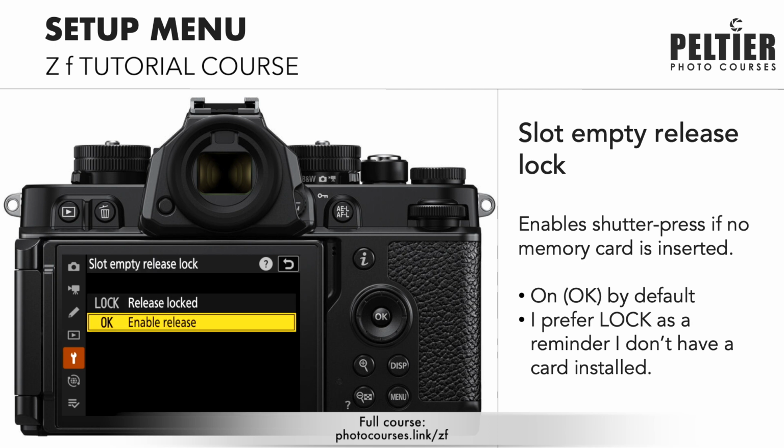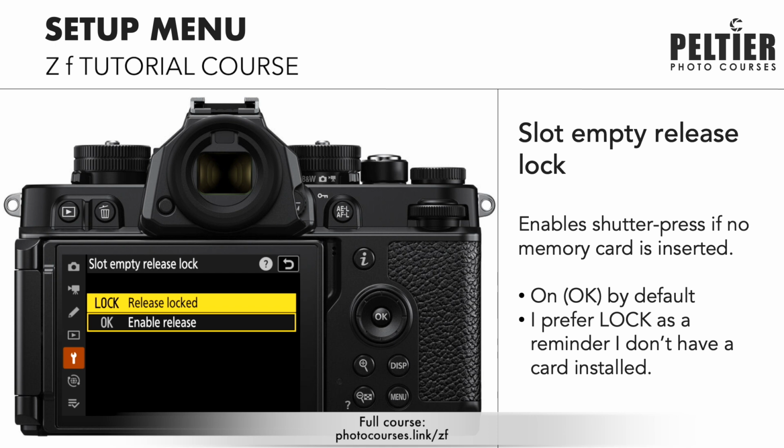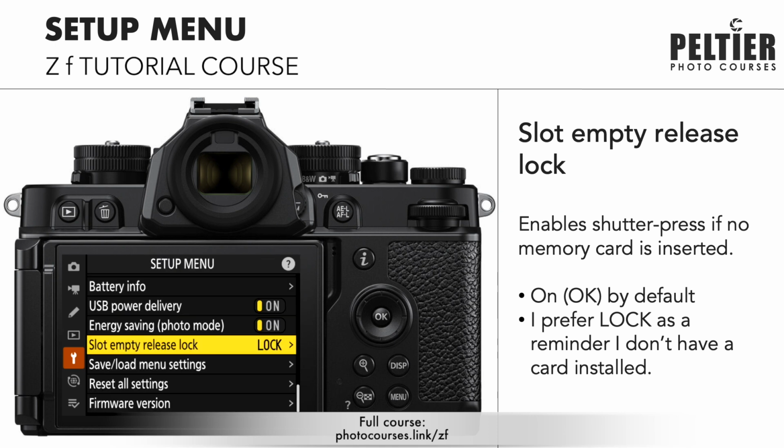Slot empty release lock is going to set whether or not the shutter can be released if there's no memory card in the camera. You can set this to OK, which is the default, which means you can press the shutter button if there's no memory card in the camera. Now, I like to set this to lock just as another way of reminding me that I need to install a memory card in the camera, otherwise, no images are going to be recorded.